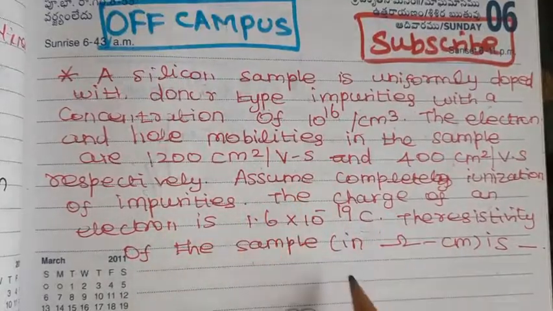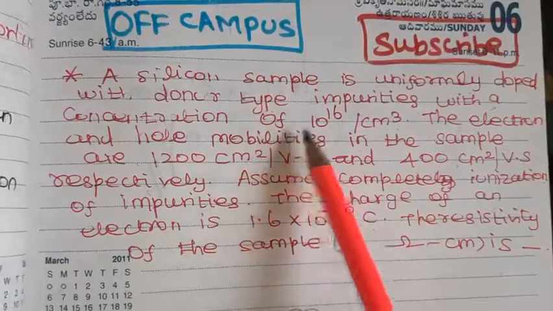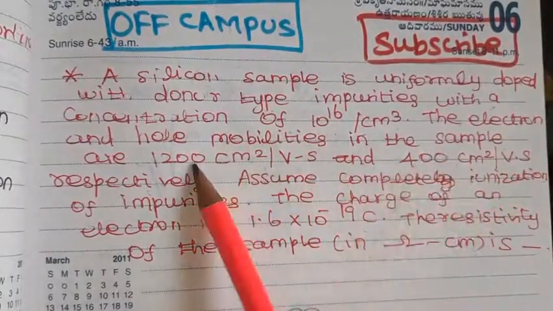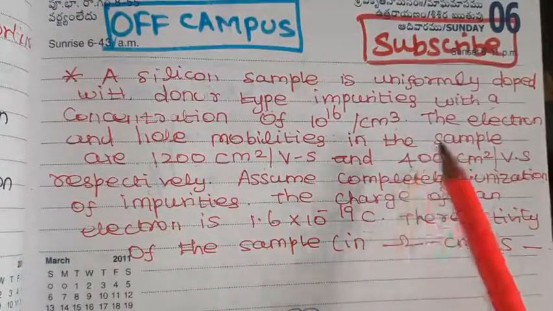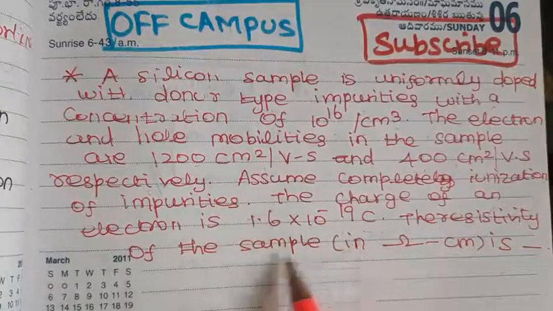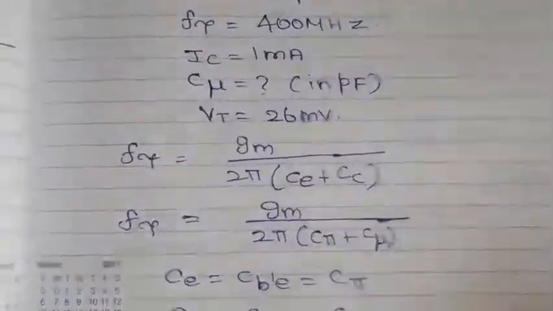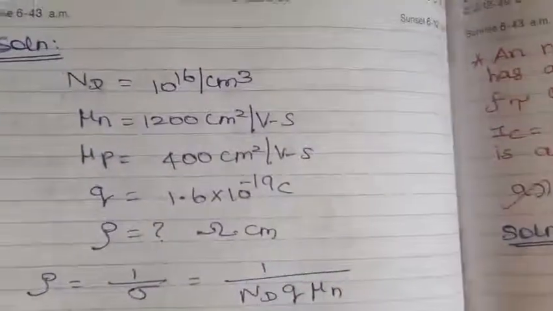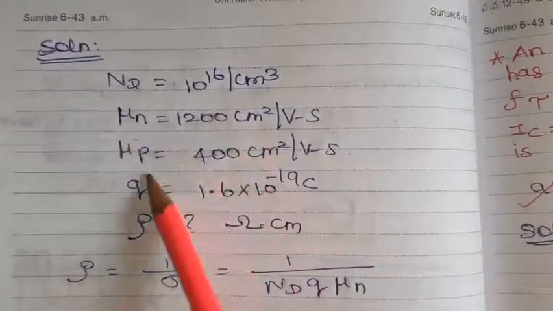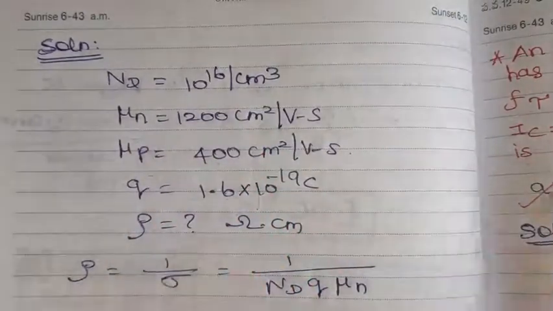So all the data are given. What are all the data given? Donor impurity concentration is given. Then electron and hole mobilities are given. These are electron mobility, this one is hole mobility. Then the charge of an electron is given. We need to find out the resistivity. Okay, we'll see. First, write down one by one the given data in the question: donor impurity concentration Nd, mu n, mu p, all data and charge of an electron. We are going to find out the resistivity.